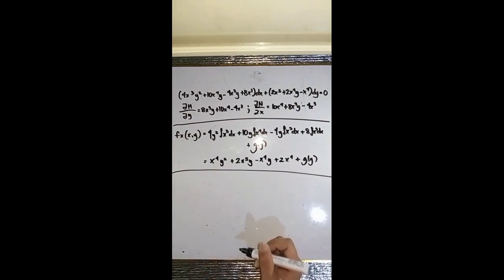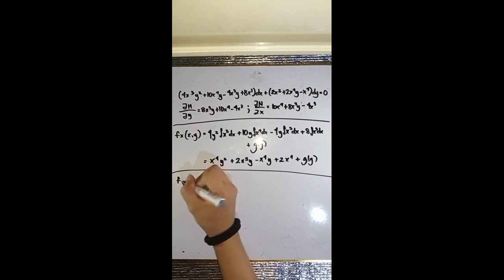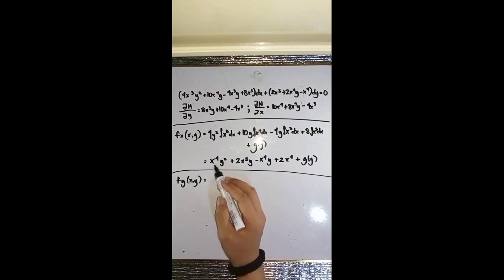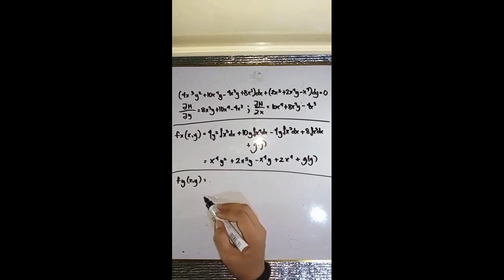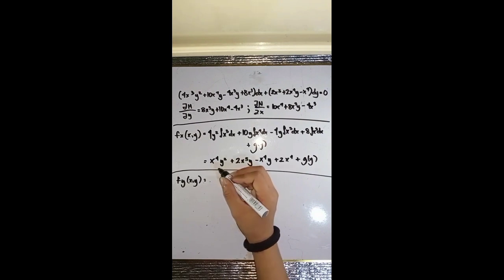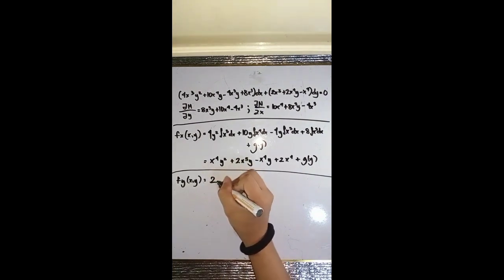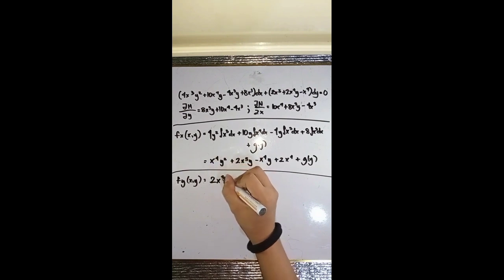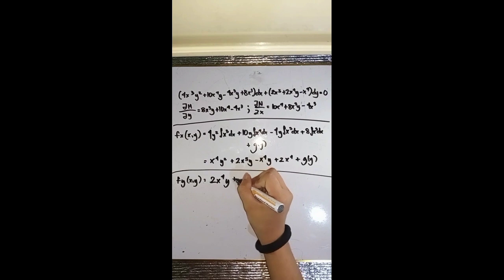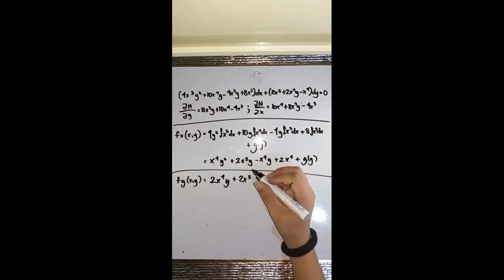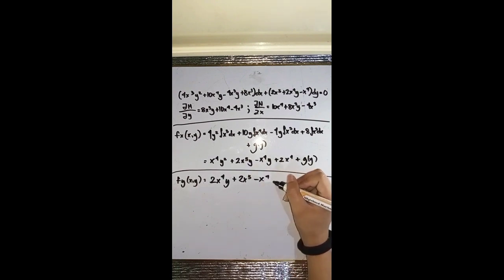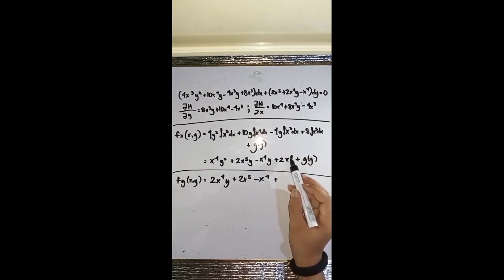Using this new equation that we made, we're going to derive this in terms of y. So x to the fourth y squared will be derived and will turn into 2x to the fourth y, plus 2x to the fifth minus x to the fourth, plus the generic function, which will become g prime of y.